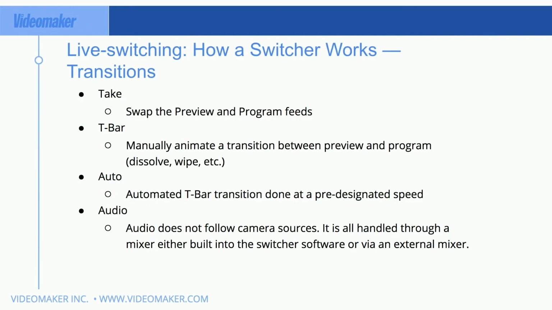Okay, moving on. So live switching, how a switcher works. So transitions, a take would be swap from preview. So these are the types of terms you might want to know. So a take is just going to cut from the preview and program feeds. It's just going to be taking from preview to program. The T-bar, which I was telling you, manually animates the transition between preview and program.